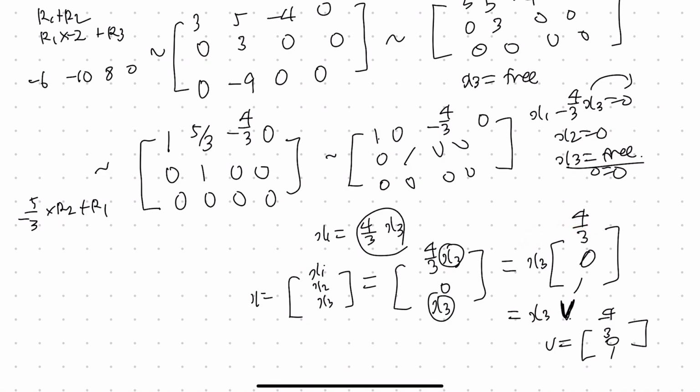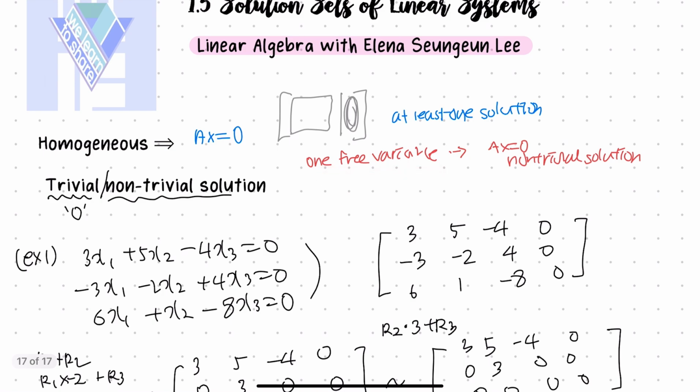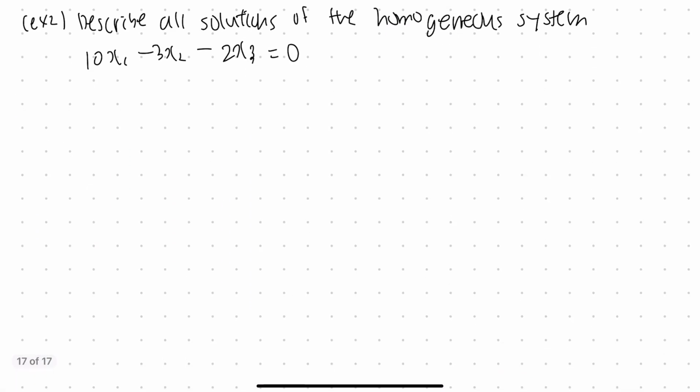So in this way, you can see how a free variable x3, by substituting any value you want into x3, you can make the equation have a non-zero solution. So this is how you can basically explain this concept. If you have one free variable, you can substitute anything into the variable, which makes Ax equals 0 have a non-trivial solution. Okay, now let's solve another example to make this more clear.